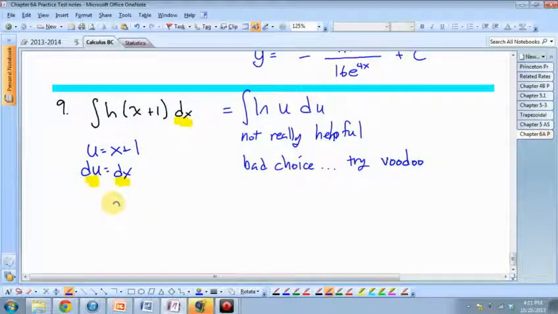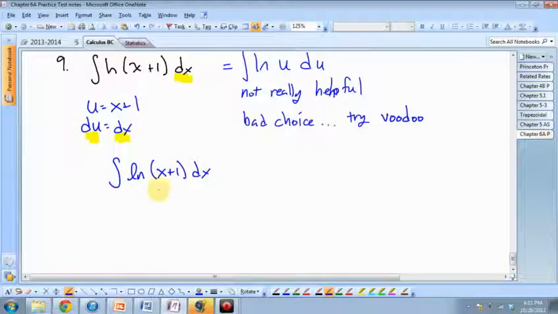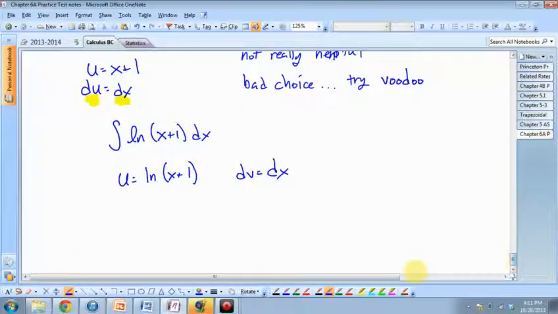Okay. So, antiderivative of the natural log of x plus 1 dx. Let's see. L, LIATE, yeah, there's a log function. u is equal to the natural log of x plus 1. dv would be equal to everything else, just dx. du is 1 over x plus 1. v is equal to x.